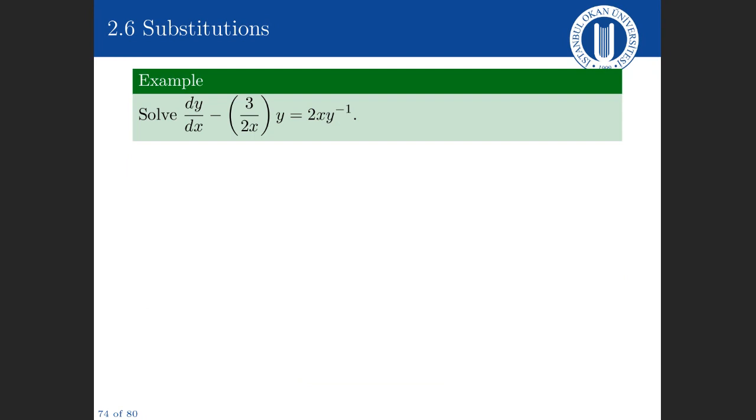I'm going to solve 2 examples. Solve dy/dx minus 3 over 2x y is equal to 2x y to the power minus 1. I have a function of x just here, and then I have y to the power n. In this case, n is equal to minus 1. So note first that this differential equation has n equal to minus 1.